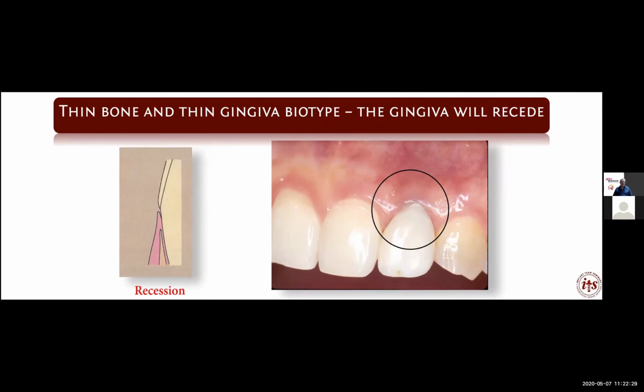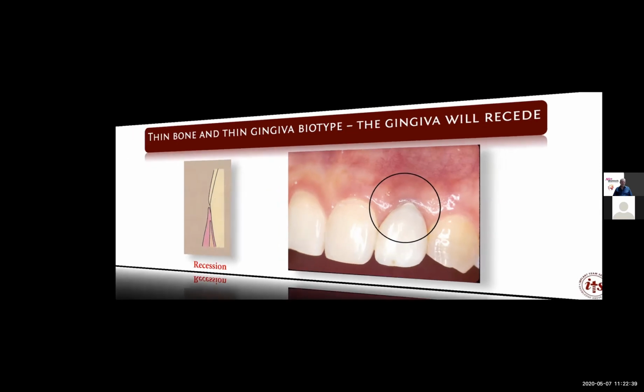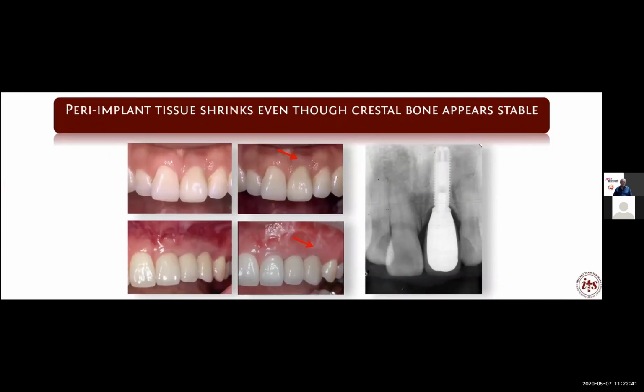Note here that there is gingival recession on the labial aspect of the lateral incisor. Although the bone may look stable around the implant, the peri-implant tissue contracts and recedes. And this is only because one of the contributive reasons is the thin bone and thin tissue, a very negative type of biotype.